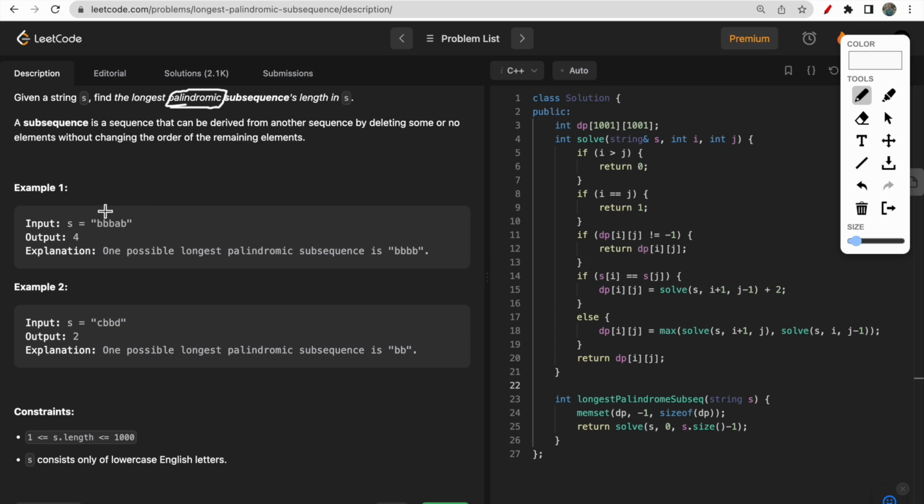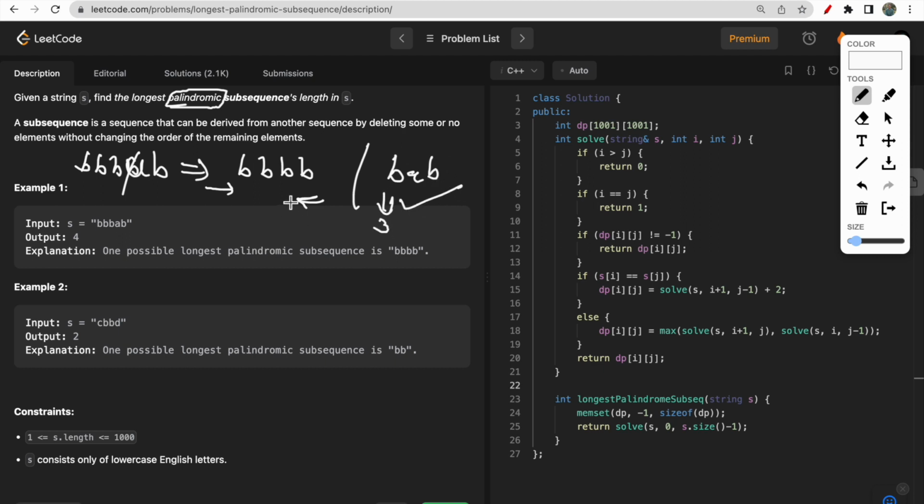So in this first example, BBAB. So here, if you delete this character A, then you will get something like BBBB, and this is a palindrome, right? If you read from the front as well as from the back, both times the string is the same, correct? So yeah, this is the longest palindromic subsequence that can be formed. See, another subsequence you can form is BAB. This is also a valid palindromic subsequence, but the length of this subsequence is 3, whereas this is 4, and we took the longest. So yeah, this is our answer.